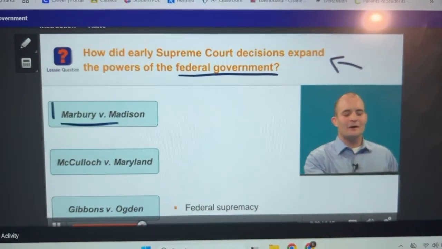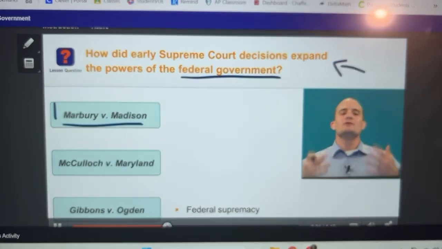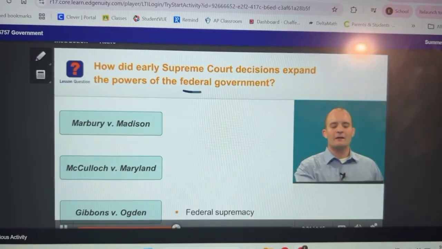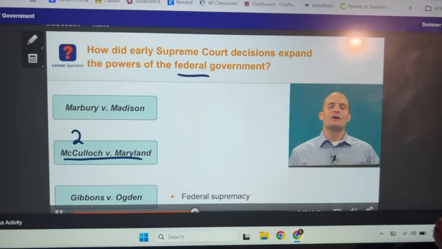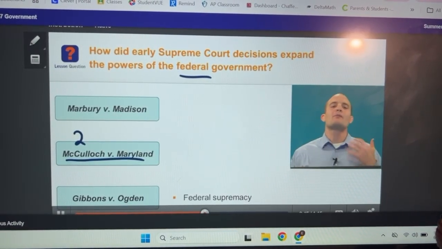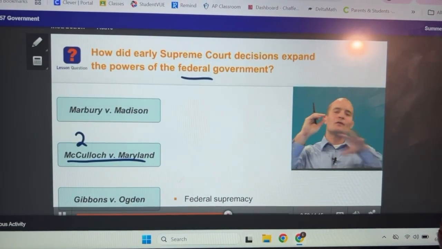In the first part, we looked at Marbury versus Madison, and we saw how the process of judicial review expanded the judicial branch's powers, and the judicial branch is part of the federal government. In the second part, we looked at McCulloch versus Maryland, which further talked about the implied powers, and it also laid out the supremacy clause, meaning that the federal government is supreme over the different state governments.